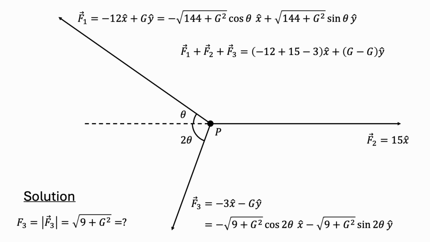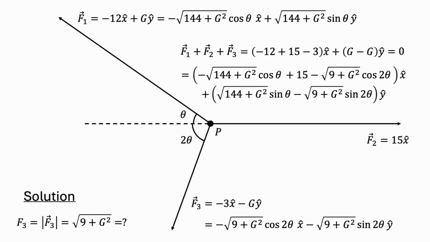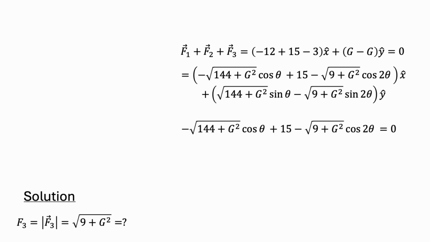Now, the resultant force, which is the sum of the three forces, is equivalent to 0, and this implies that the particle is in equilibrium. Writing the forces in terms of their magnitudes and directions, this means that the components along x and y are 0. That is, we have minus square root of 144 plus g squared cosine theta, plus 15, minus square root of 9 plus g squared cosine 2 theta, equals 0. And square root of 144 plus g squared sine theta, minus square root of 9 plus g squared sine 2 theta, equals 0.